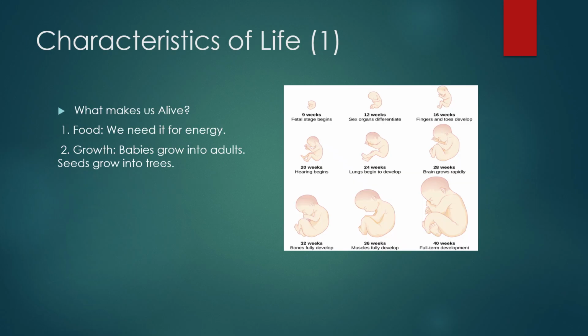Now, let's answer the biggest question of science. What makes something alive? How is a squirrel different from a stone? We have a checklist. Check 1 is food. All living things need food for energy. Check 2 is growth. A stone does not grow, but a baby grows into an adult. A puppy grows into a dog, and a small seed grows into a huge tree.